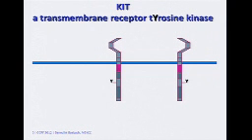A little bit of background. So, as most of you know, most of the mutations occur in the receptor tyrosine kinase KIT. And KIT is a transmembrane receptor tyrosine kinase, which means it's a protein that is crossing the cell membrane, and it's basically waiting to receive a signal.